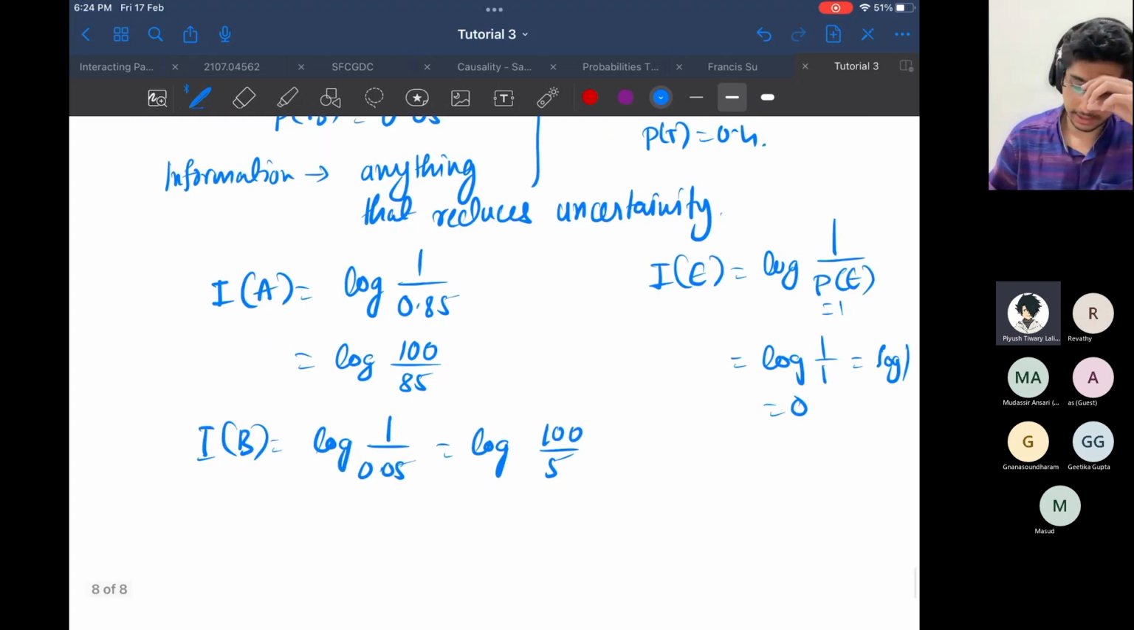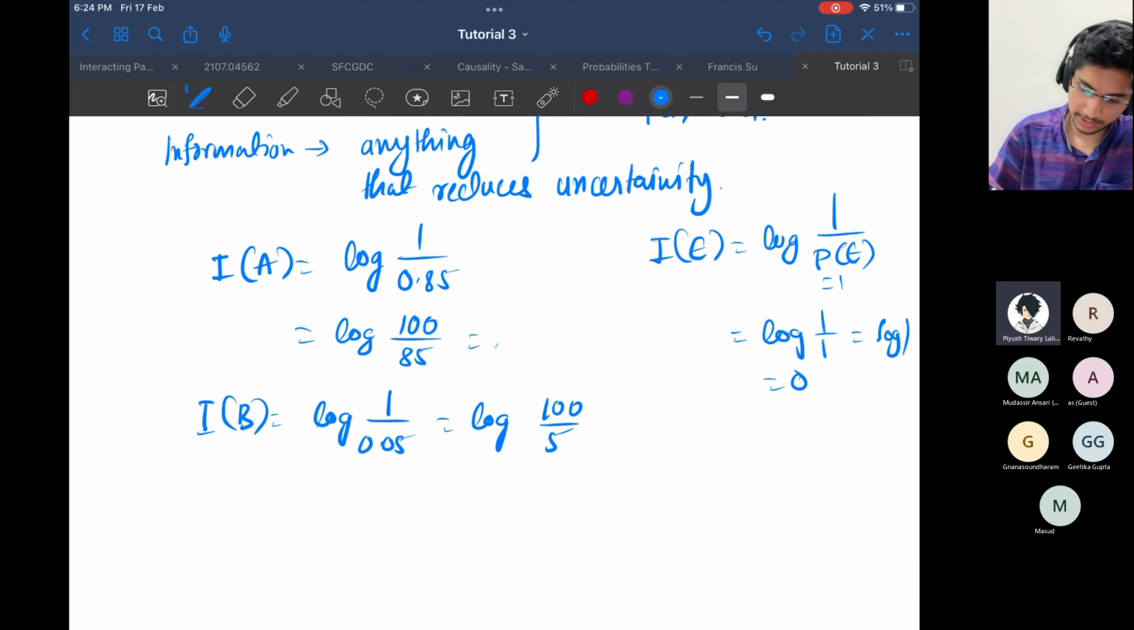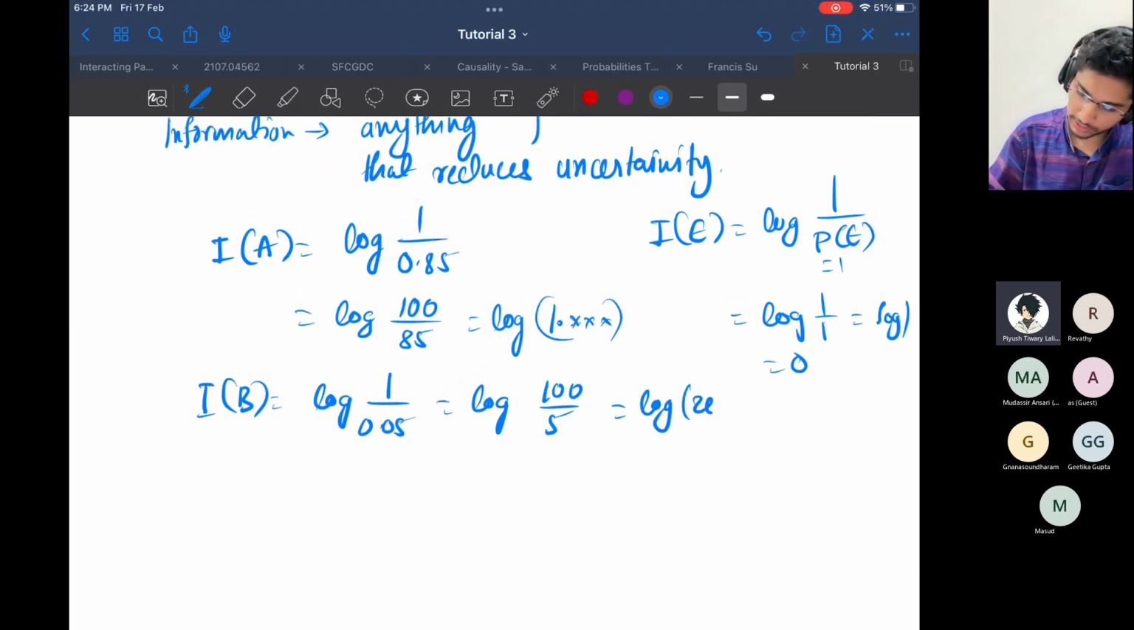Now, which one of these is big? Let me try to do that. So 85 twos is 160, 170. So it won't go till, it will be 1 point something. Let me write that as something like this. However, what is log of 20? 5, 4, 5, 20 is 100.